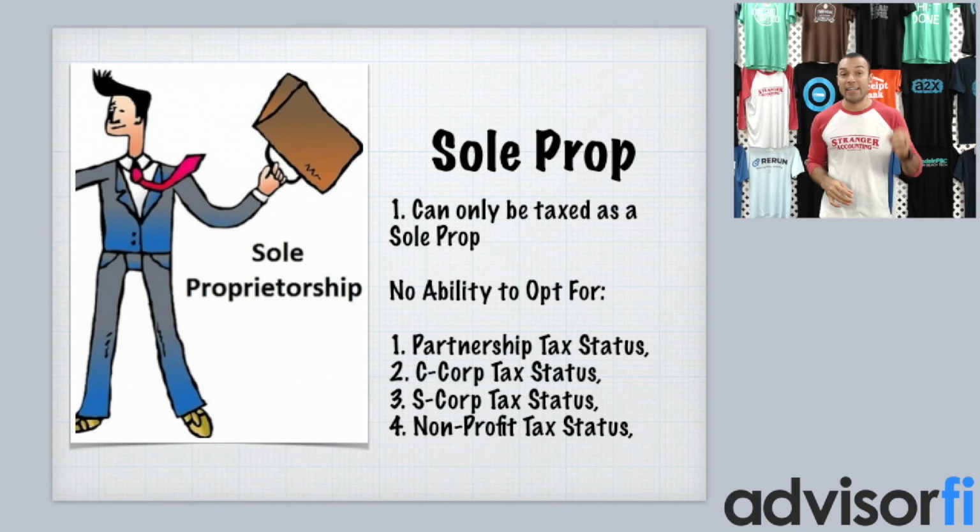You can't do anything. It's one business structure, unincorporated sole proprietorship, and it's only one tax status that it can choose, which is by default a sole proprietorship tax status, which pretty much puts you in the worst tax spot possible. Okay, so far so good.